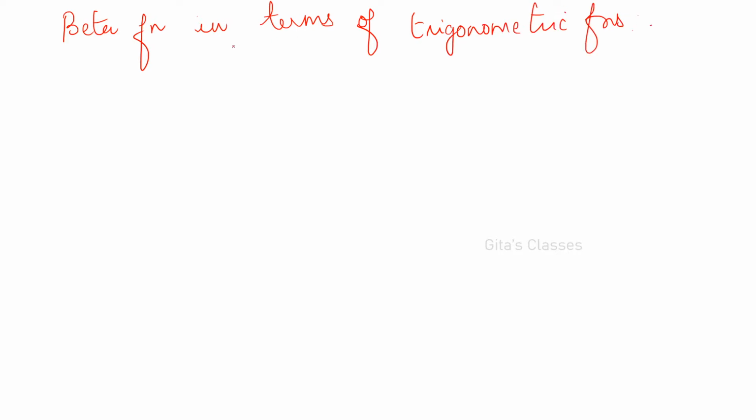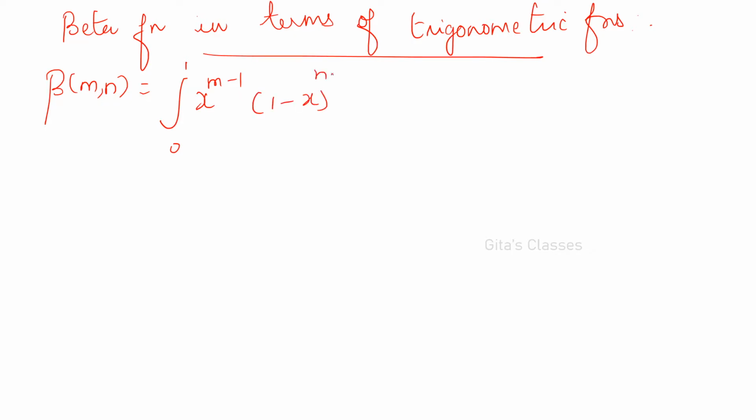Trigonometric functions. Beta function in terms of trigonometric functions. So what is our beta of m comma n? It is equal to the integral from 0 to 1 of x power m minus 1, first variable, into 1 minus x the whole power n minus 1 into dx. You have to remember this. Now you have to make a substitution. I am going to express this in terms of trigonometric functions.